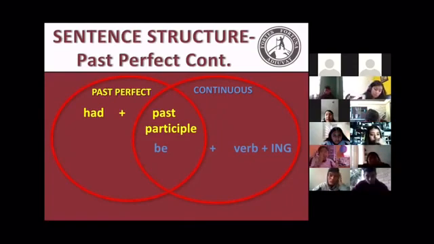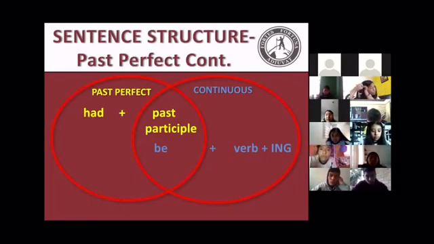In the first section, we have had. And then in the second part, the past participle of be. What is the past participle of be? Anybody know? Rodders, excellent. Been is the past participle. So you've got had and then been. And then you have your main verb in ing.